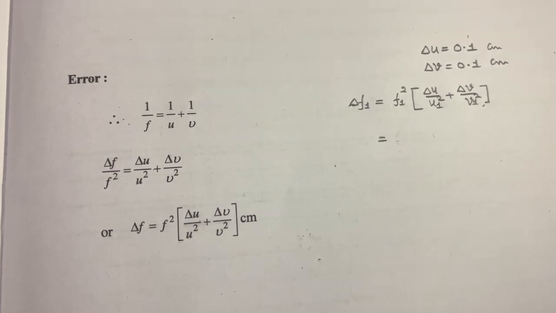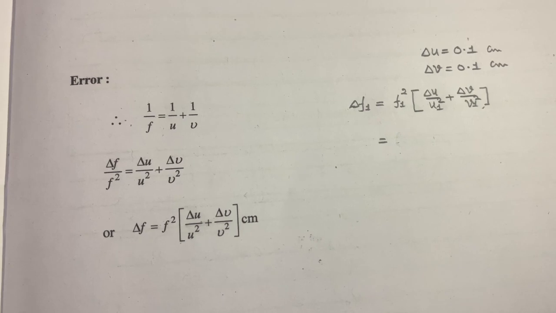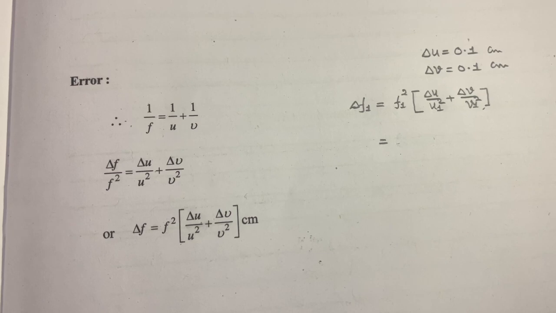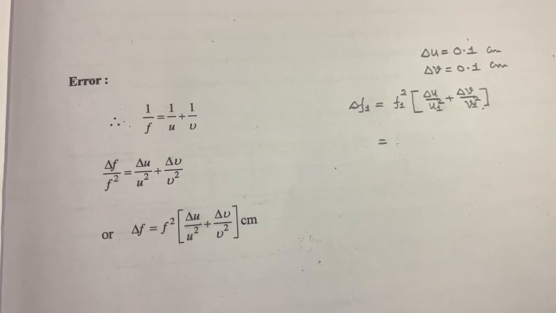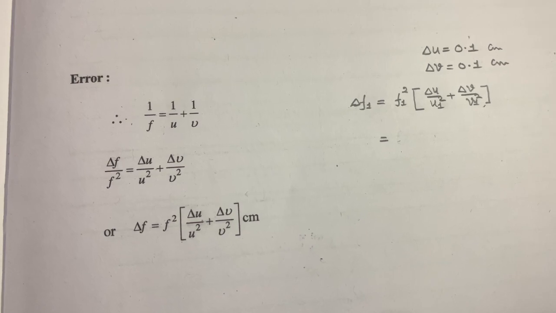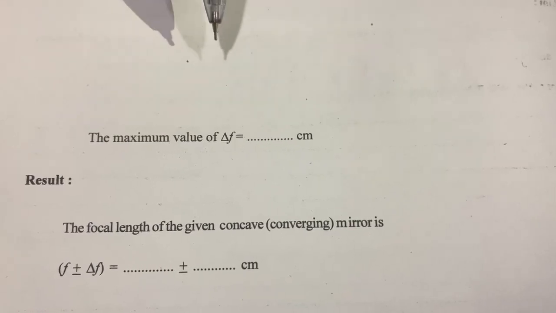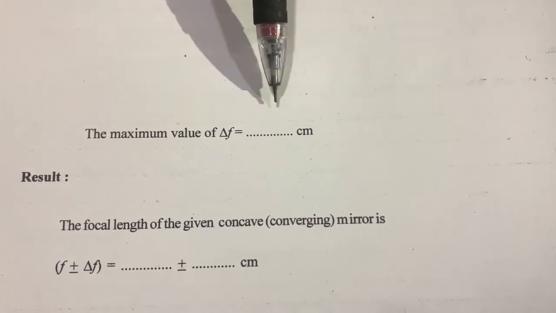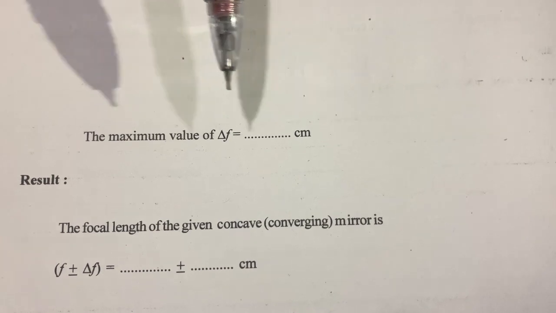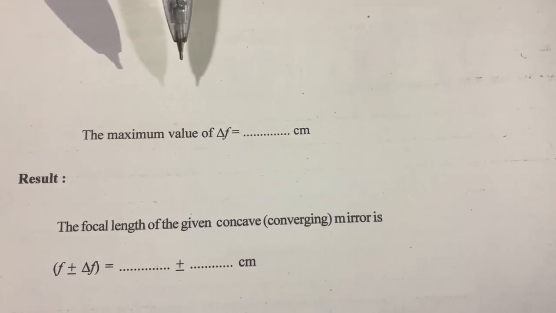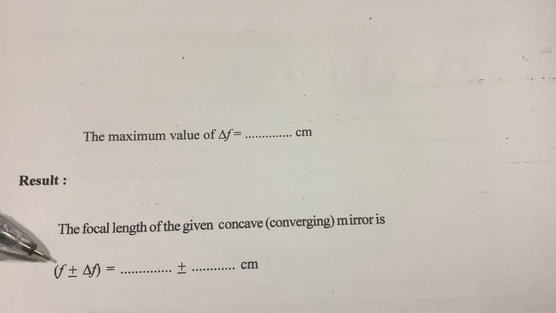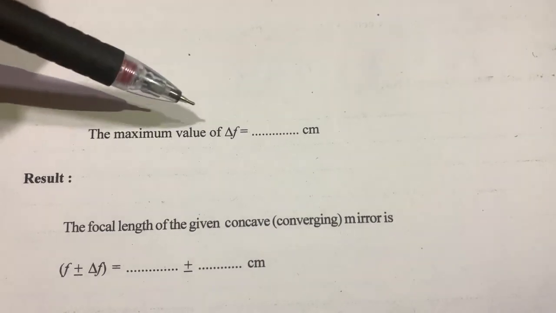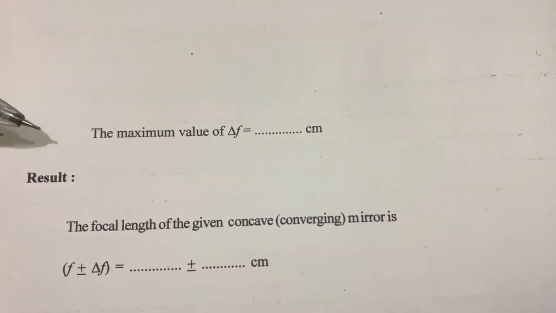And for the remaining 5 calculations, use f2, f3, f4, f5 and f6 and the observations from the table. Then from the calculations of delta f, take the maximum value of delta f and write it down here. Then your final result is the mean value of the focal length plus or minus this maximum value of delta f.